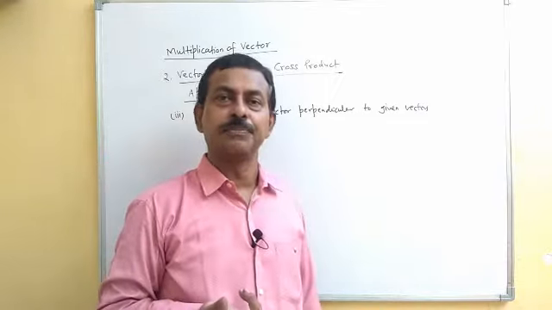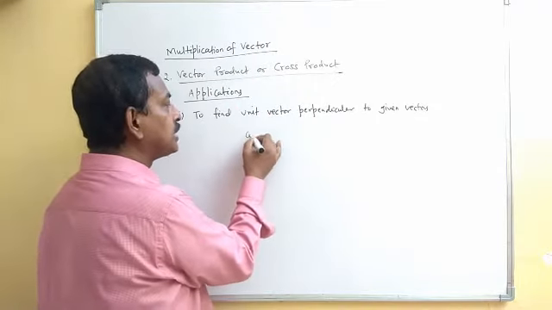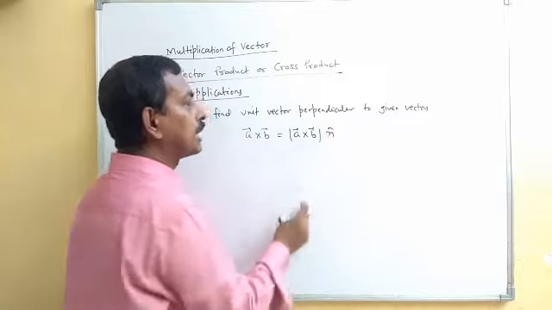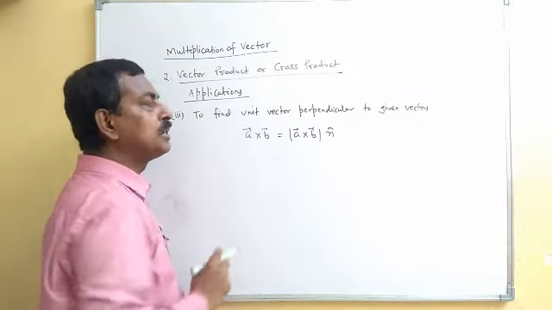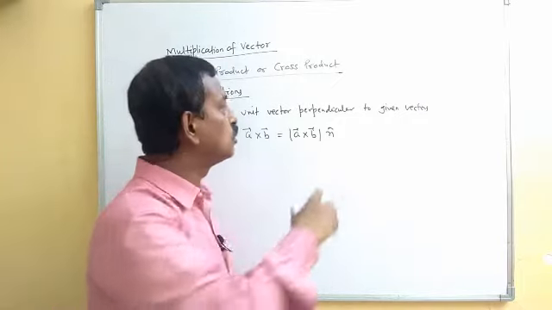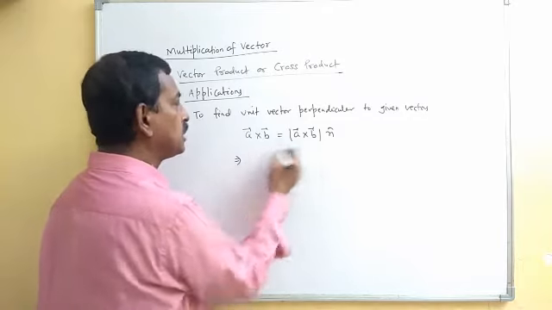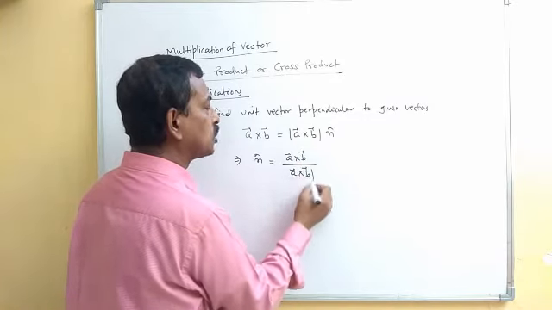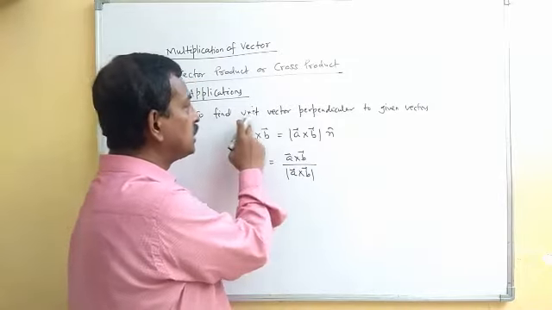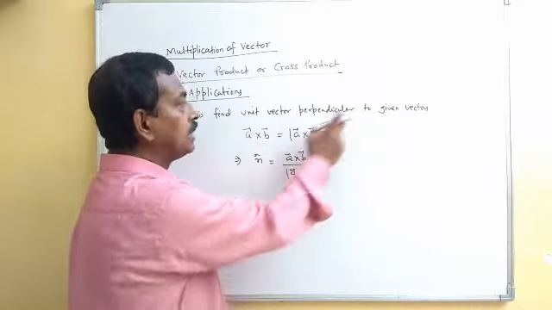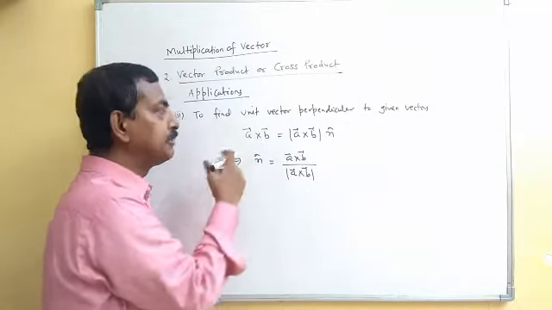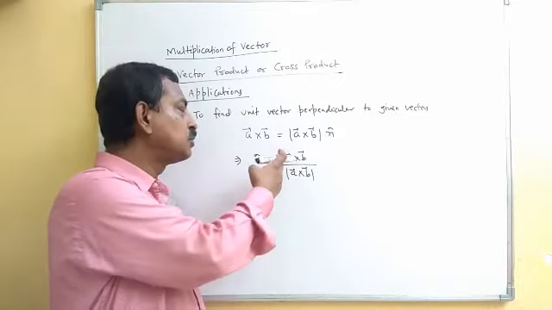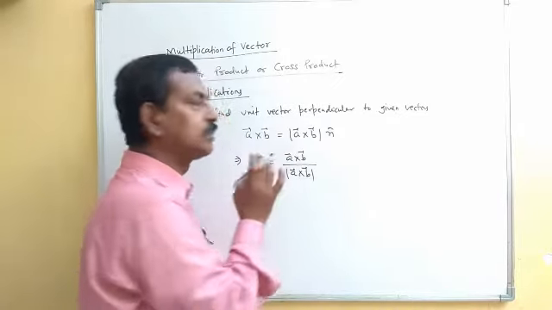Next application is to find a unit vector perpendicular to the given vectors. This is very important, and often comes in the exams. Here, what we do is take the cross product expression. A cross B, we write as magnitude of A cross B times n cap, that is AB sine theta n cap. N cap is the unit normal vector. This is a vector which is perpendicular to the two vectors A and B. So from this, n cap is A cross B divided by the magnitude of A cross B. This is a unit vector and it is perpendicular to the given vectors. So obviously, if it is asked to find a unit vector perpendicular to the given vectors, indirectly you have to find this unit normal vector.